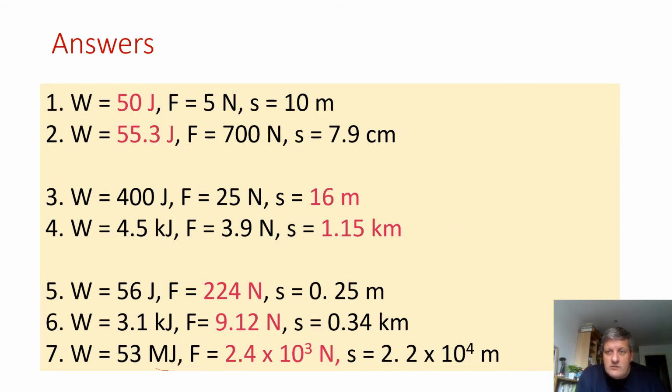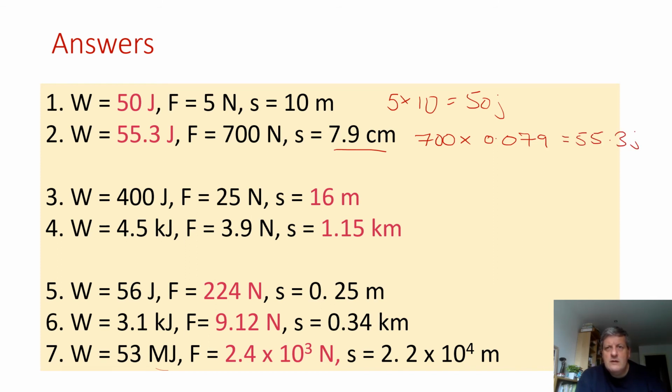So here are the answers to those questions. If you'd like to self-mark your work, you can make any corrections that you need to. For the first one, it's just force times distance, so it's 5 times 10 equals 50 joules. For the second one, similar method, but we just need to make sure we've converted the centimetres to metres. So 7.9 centimetres becomes 0.079 metres. That will give us our 55.3 joules.